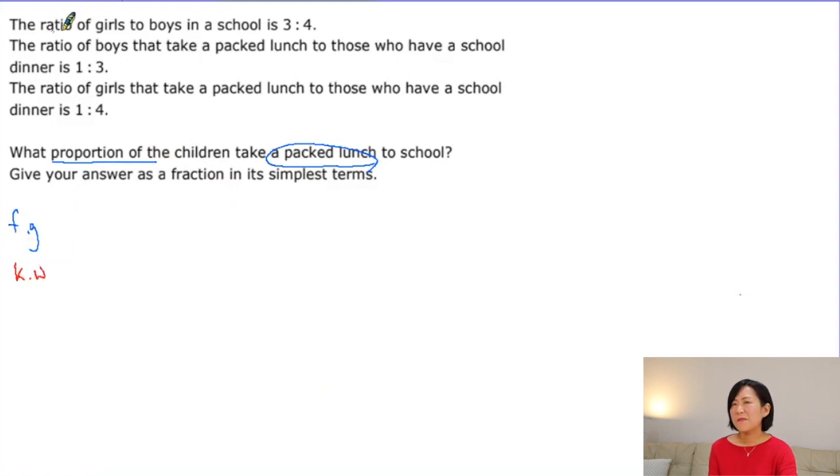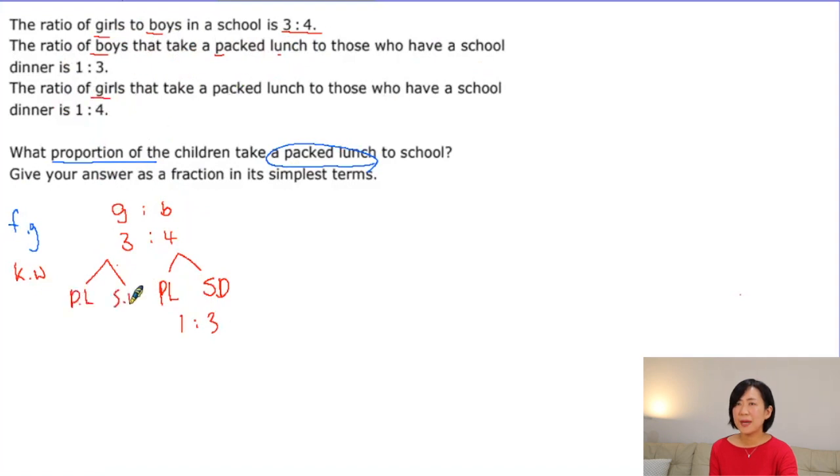Now, I think first we need to find our keywords and organize our information because you've got lots of information from the question. So first, we can see the ratio of girls to boys. So let's write down, the ratio of girls to boys is 3 to 4. Now, next one, underneath the boys, you've got another ratio. That is packed lunch to school dinner. The ratio of packed lunch to school dinner is 1 to 3. Then underneath the girls, you've got another ratio that is the same. Packed lunch, school dinner, 1 to 4.